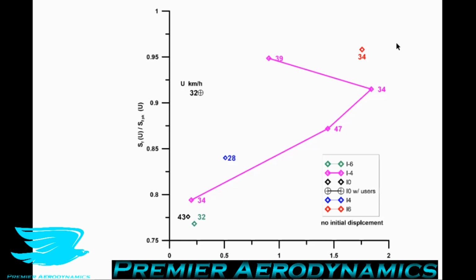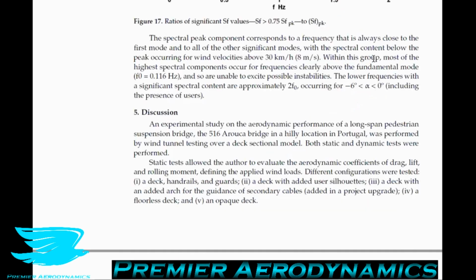So in other words, the fundamental mode was 0.116 hertz. The frequencies that they found here were well above that, which means that they can't excite these aeroelastic instabilities, which is good. The lower frequencies within the spectral content occurred at approximately 2 times this fundamental frequency, and this occurs for angles of attack between -6 degrees and 0 degrees. So again, that's too high to excite the fundamental frequency, which means that you're not going to get these aeroelastic instabilities. Again, the bridge is safe, in other words.